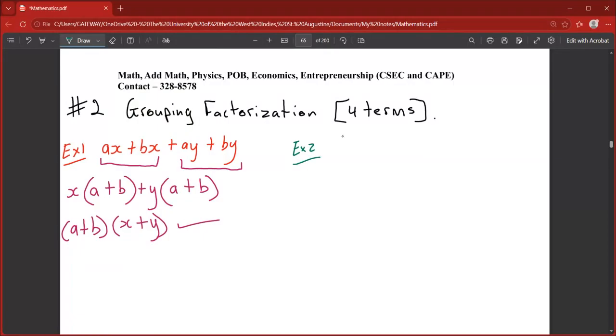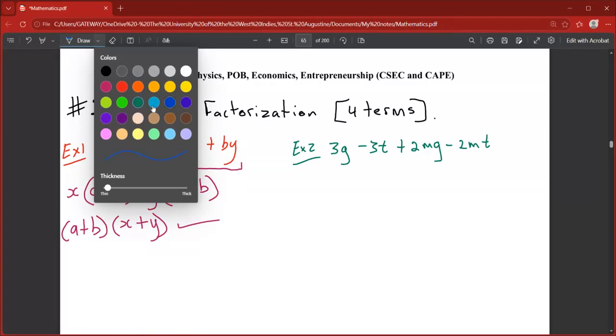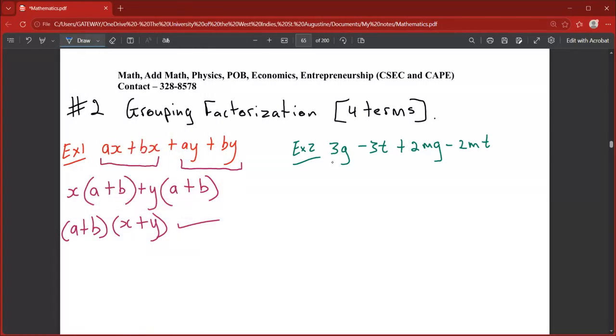let's say I have 3g minus 3t plus 2mg minus 2mt. We have to factorize this. So yeah, looking for what is common between the first two terms and then the last two terms because you're grouping them. Between 3g and 3t, you're taking out the number 3.